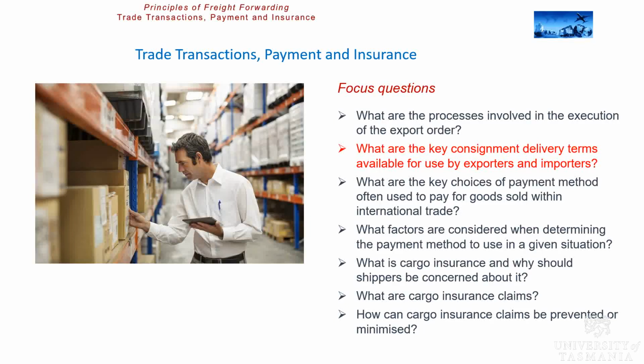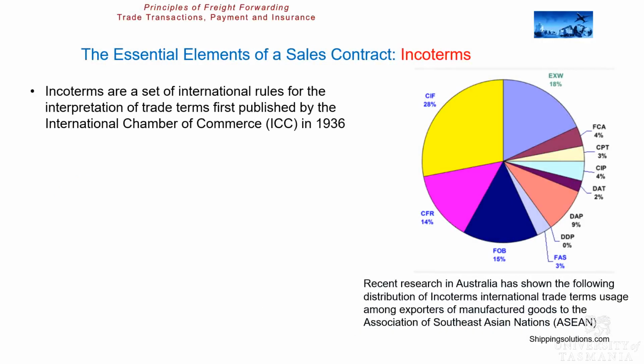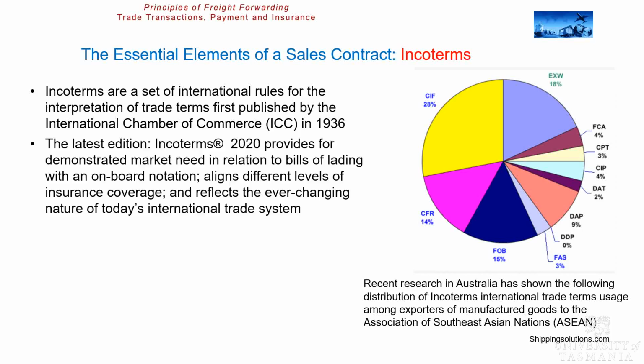We're now going to look at some other elements that impact on that particular process. So, one of the key essential elements of a sales contract is Incoterms. Incoterms is a shortened version of international commercial terms, and they're a set of international rules which make it easier for the buyer and seller to interpret their negotiation to finalise their sales contract.